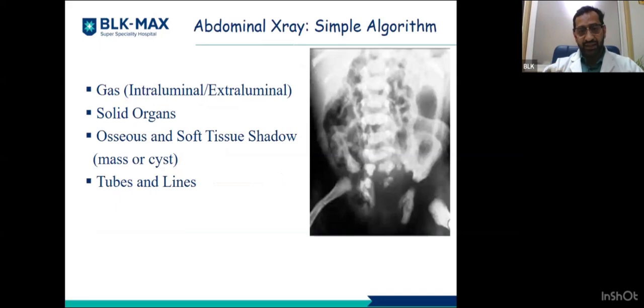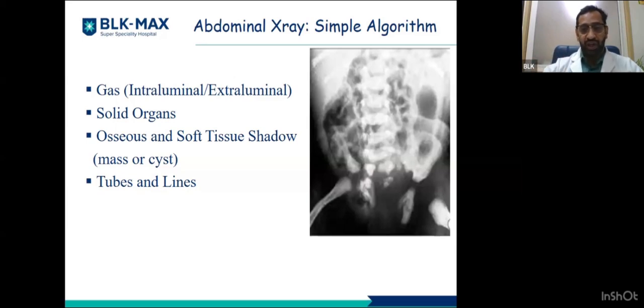In this X-ray abdomen, the first thing I would like to see is the gas pattern: how it looks, whether it is uniform or localized to one particular part of the abdomen. How are the solid organs looking? In the X-ray abdomen you will get the shadow of the liver and the shadow of the spleen, whether it is enlarged or some abnormality is seen, like calcification in the solid organs.